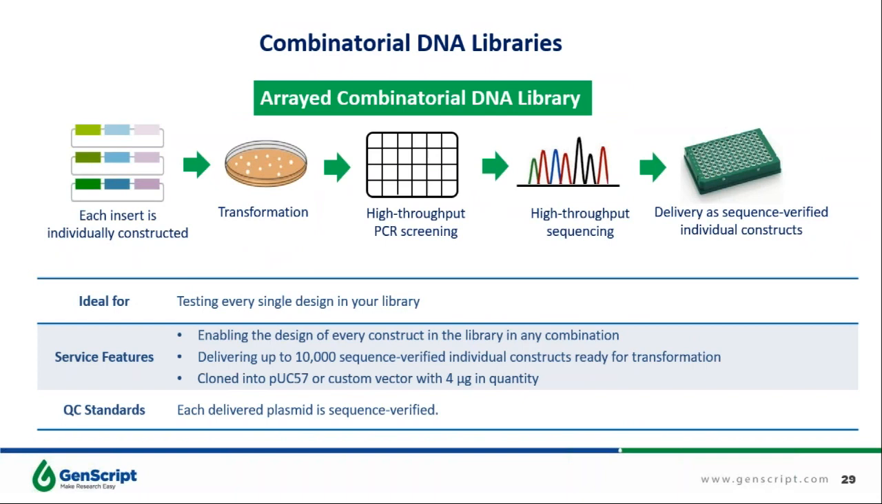For testing every single design in your pathway, we provide the arrayed library platform. Based on your specific request, we will assemble each individual construct for you. Each construct is then PCR and sequence verified and delivered individually. Same as the pooled and representative libraries, each insert is cloned into your desired vector, and we can deliver up to 10,000 constructs.